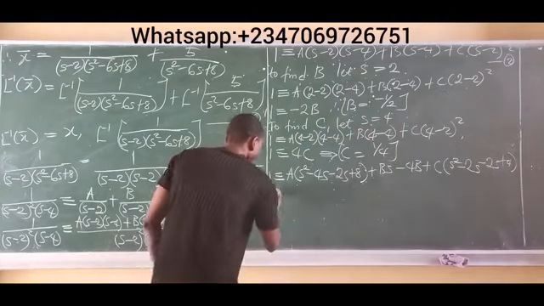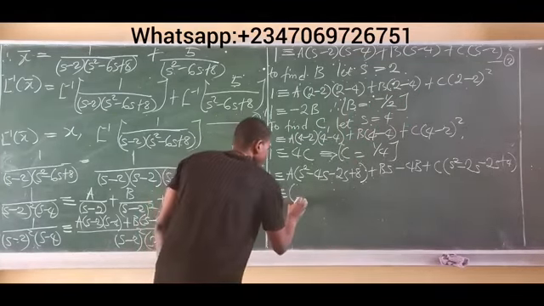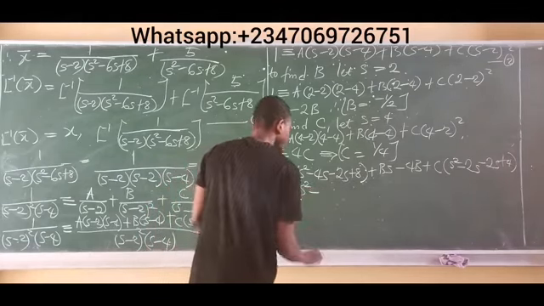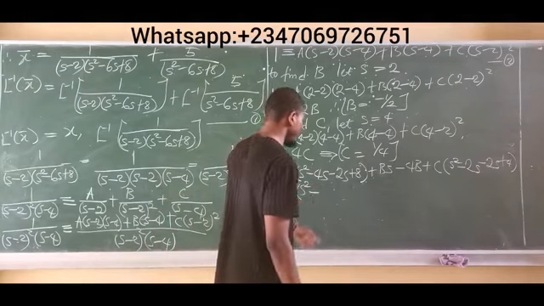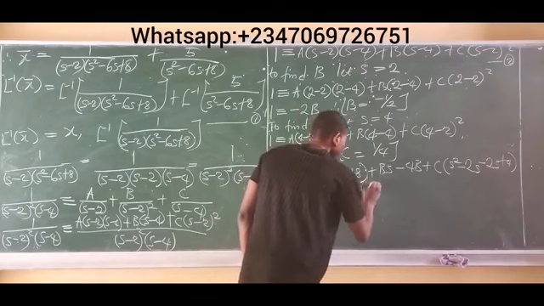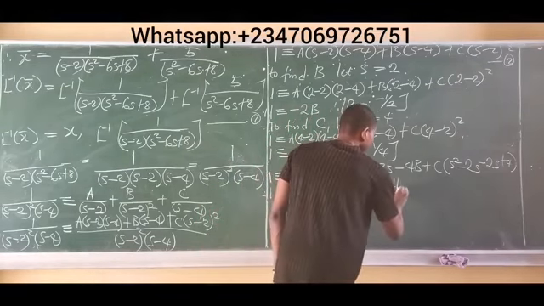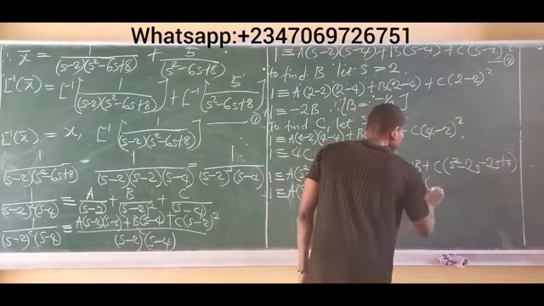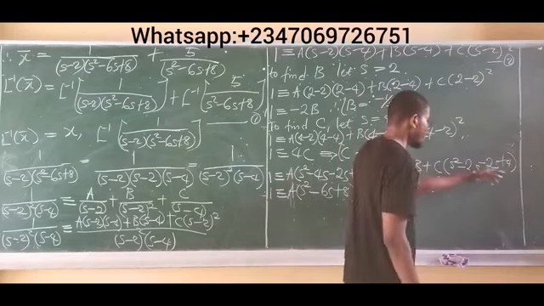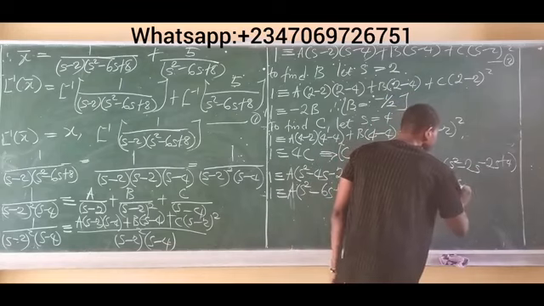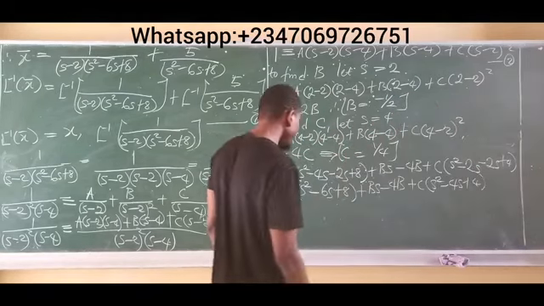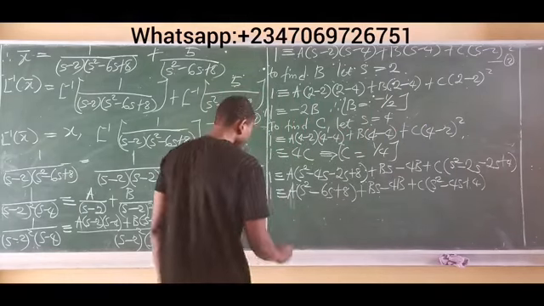So 1 is equivalent to a times (x squared minus 4x minus 2x, which is minus 6x, plus 8), plus bx minus 4b, plus c times (x squared minus 4x plus 4). All right, we have this. So let's expand the brackets now.